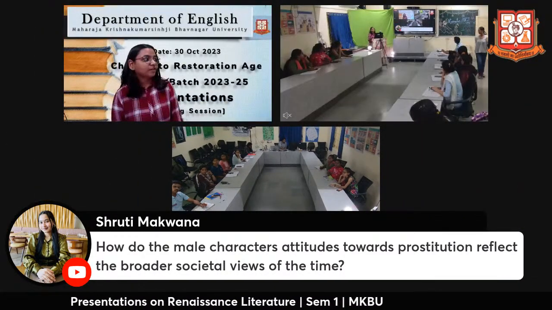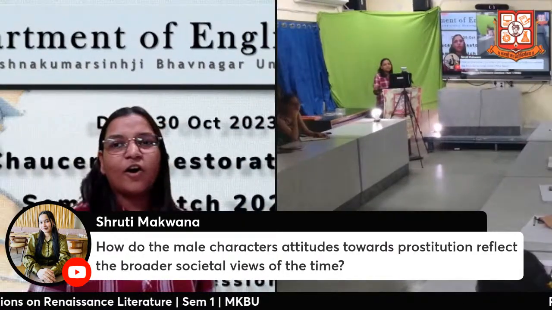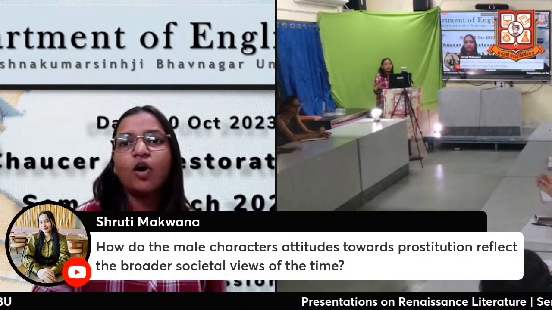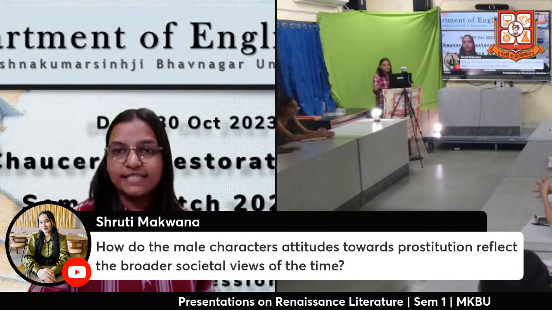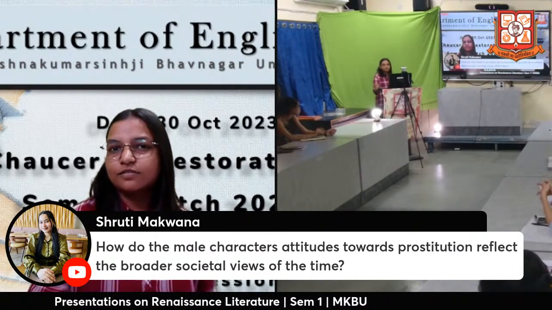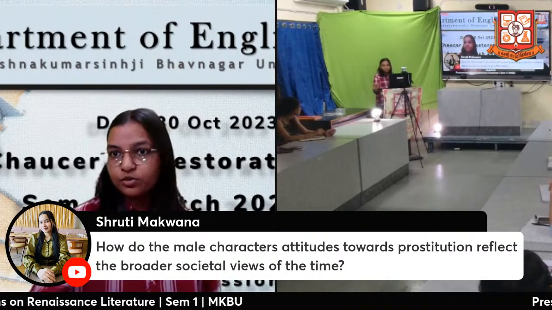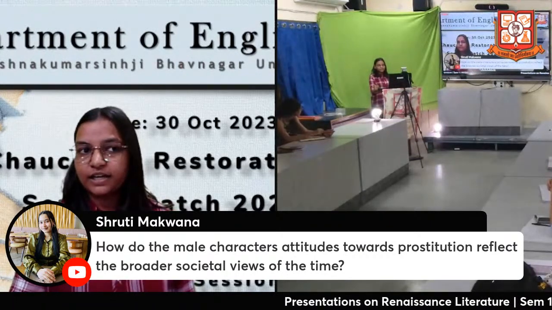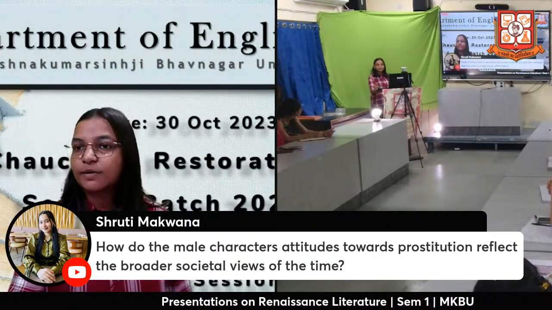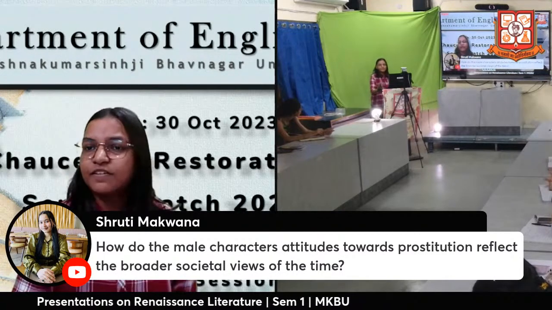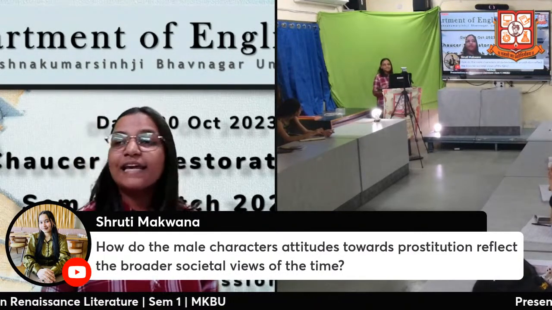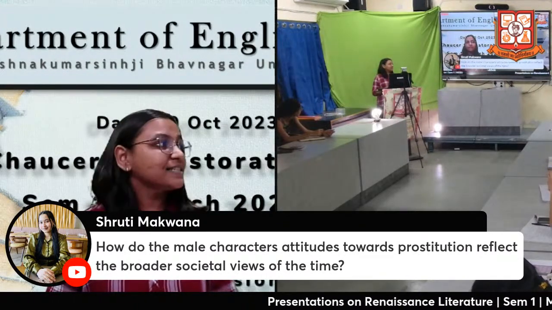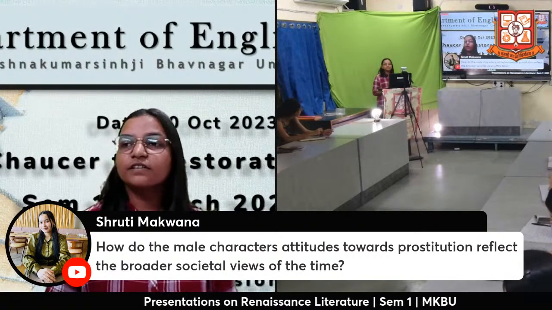We can see in the play The Rover, all the men, like Belvile, Willmore, Blunt, Frederick, are all interested in the prostitute Angelica, but no one wants to accept her because she is a prostitute. Then we can see Willmore is infatuated with Angelica, but he is not accepting her because she is a prostitute. And we can also see Blunt and Florinda's case. Blunt is in love with Florinda, but Florinda does the wrong thing with Blunt.